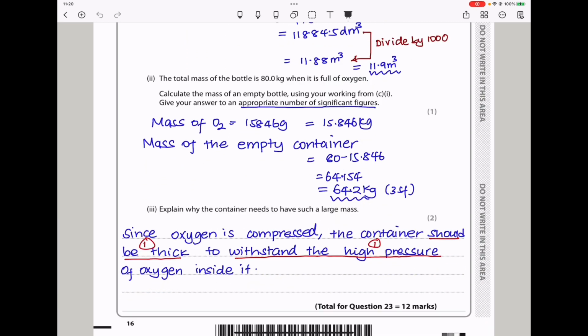Then, explain why the container needs to have such a large mass. Now, you're transporting oxygen. It's going to be compressed. The large mass is going to enable the container to withstand the compression. So I said since oxygen is compressed, the container should be thick to withstand the high pressure of oxygen inside it. So this brings us to the end of question 23. Let's continue to question 24.